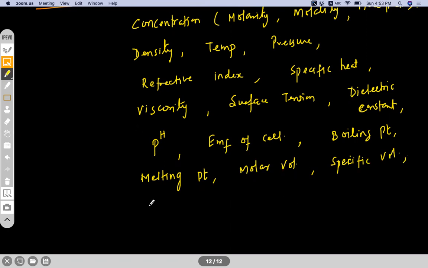Resistivity, conductivity. Conductivity, resistivity, all these are intensive.